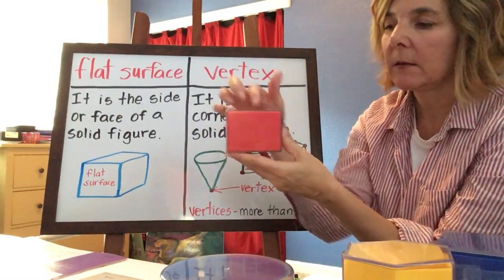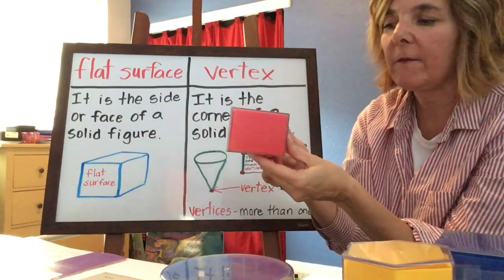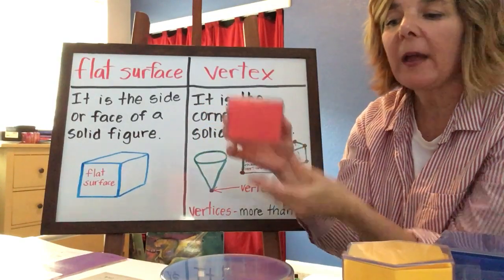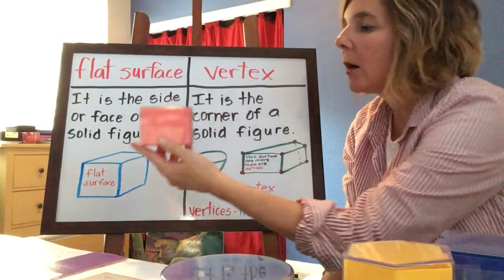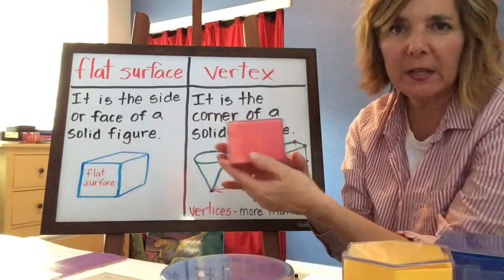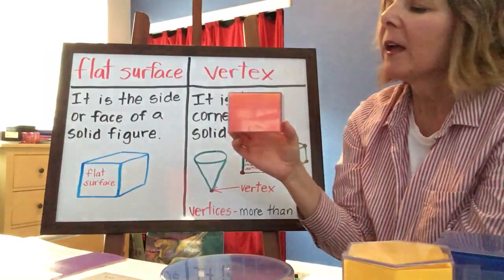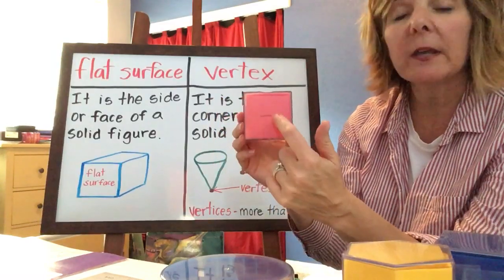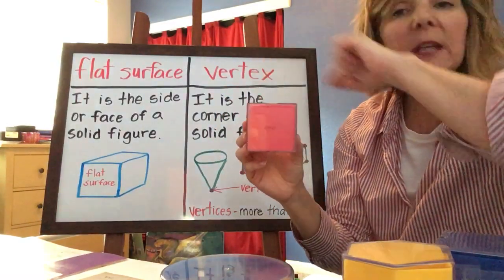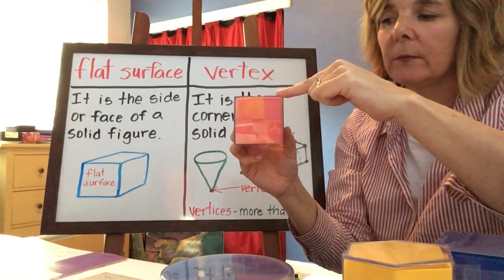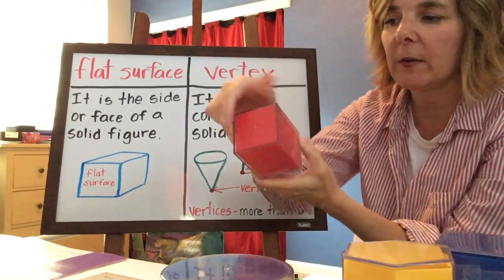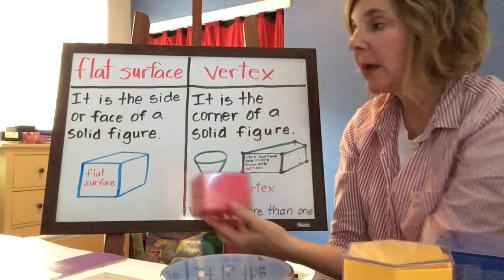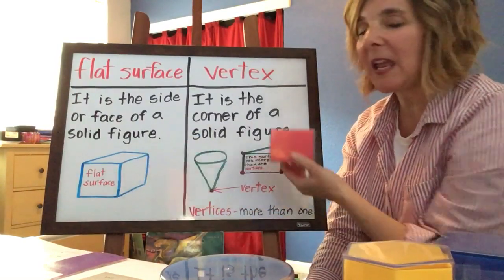1, 2, 3, 4, 5, 6. I have 6 flat surfaces on my rectangular prism. It was hard to count and keep track of them. Now I'm going to count the vertices, which are a little bit easier. I'm going to face the square end of the rectangular prism to you. Let's count the vertices. 1, 2, 3, 4, and then I flip it over. 5, 6, 7, 8. So my rectangular prism has 6 flat surfaces and it has 8 vertices.